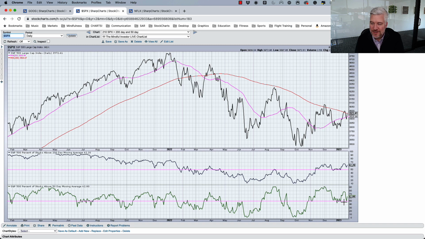Then in the bottom series, we have the percent of stocks above their 50-day moving average. You can see that's currently around 63%. Now, you can see these pink horizontal lines that I have up on both of these indicators, particularly with the percent of stocks above their 200-day.